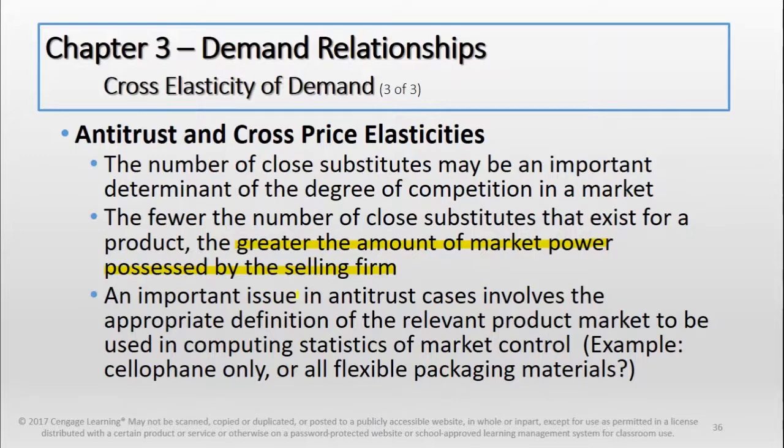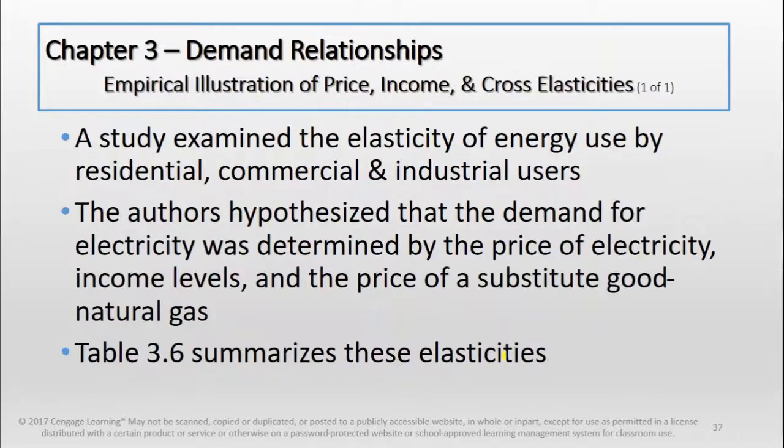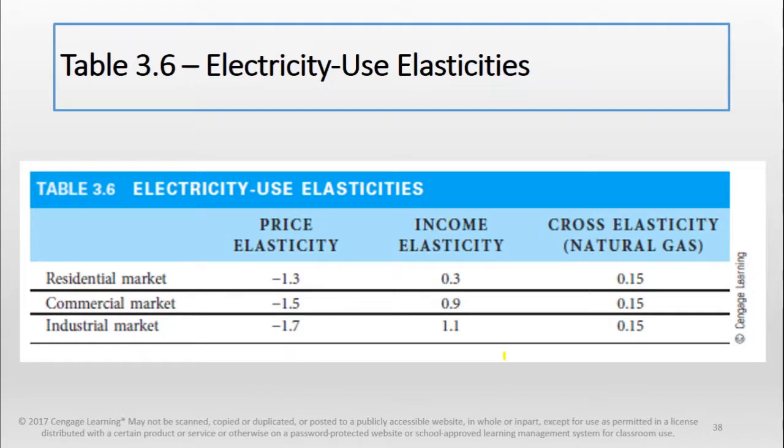So, this is in relation to your statistics. Now, the empirical illustration of price, income, and cross-elasticity. This is the last topic already. A study examined the elasticity of energy used by residential, commercial, or industrial users. The authors hypothesized that the demand for electricity was determined by the price of electricity, income levels, and the price of a substitute good, which is natural gas. Now, these are their results.